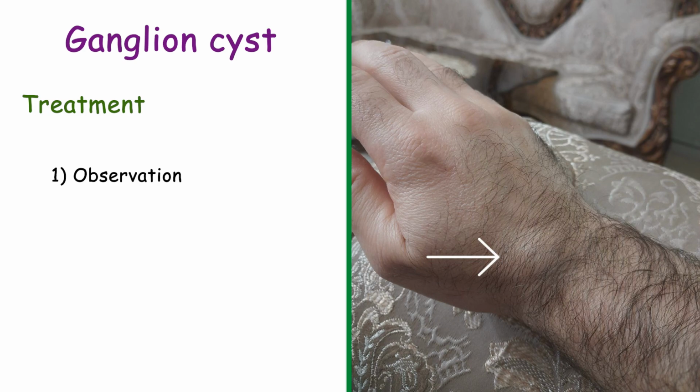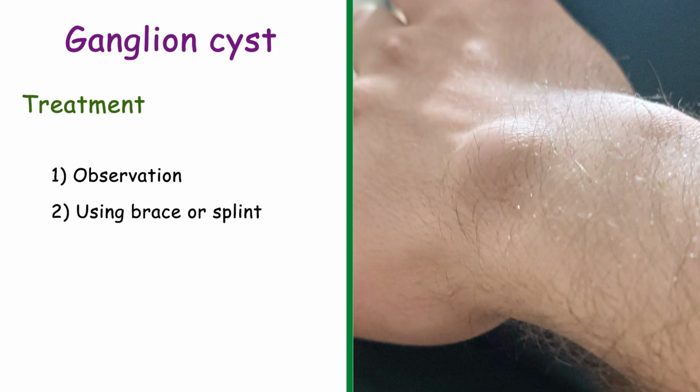Physical activity can cause a ganglion cyst to grow. Therefore, a brace or a splint can be temporarily used to immobilize the joint. This might aid in shrinking the ganglion and relieving pressure on the nerves. However, it's important to note that long-term use of a brace may weaken the muscles.